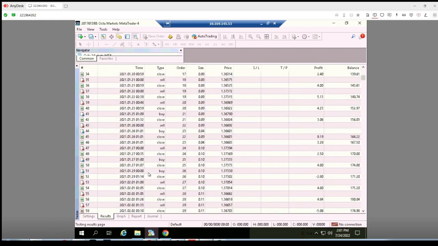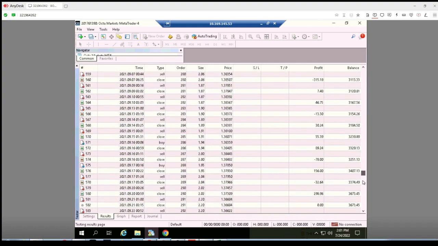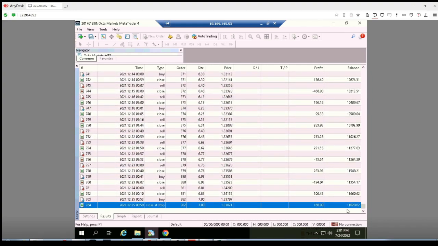In the first month, get a 71% increase in profit from a capital of $100 to $171. And at the end of the year, the total balance will be $11,828.